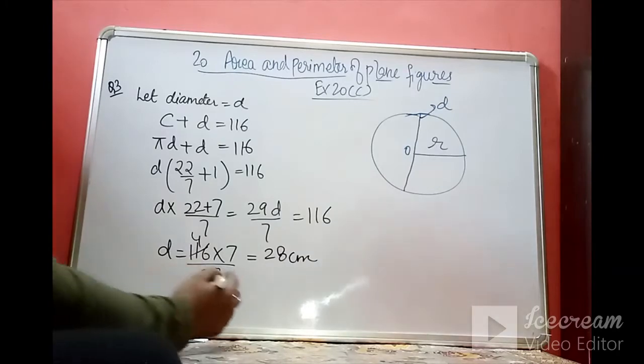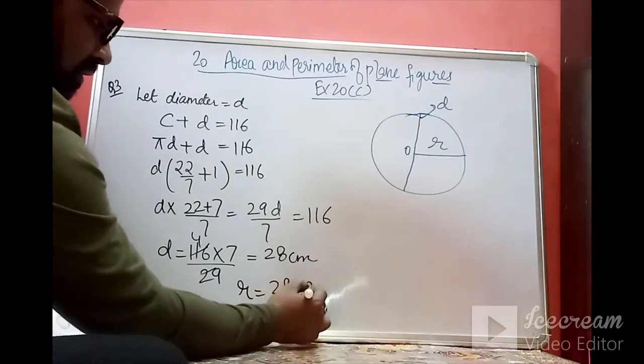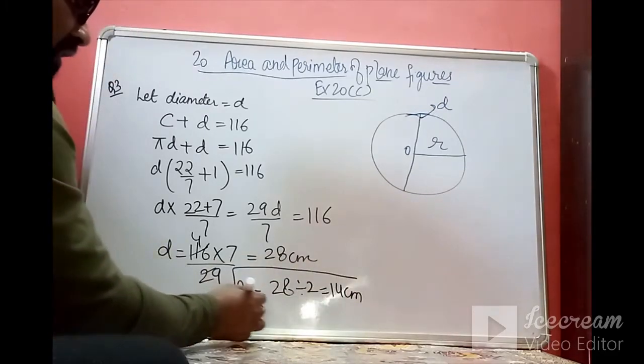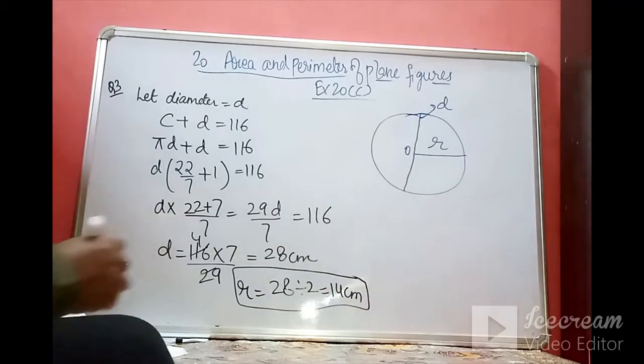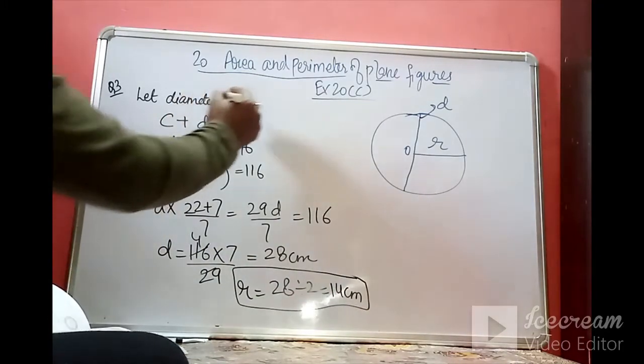Now we know the diameter. So what will be the radius? Radius will be half of this, that is 14 centimeter. So this is my answer. Okay. So you just read the question and try to form the equations.